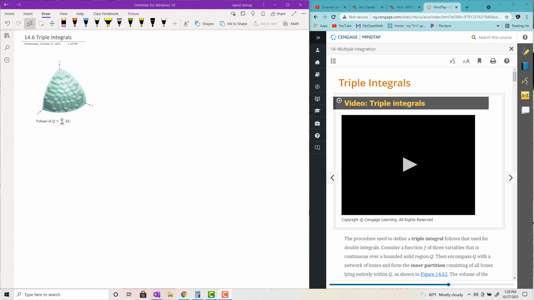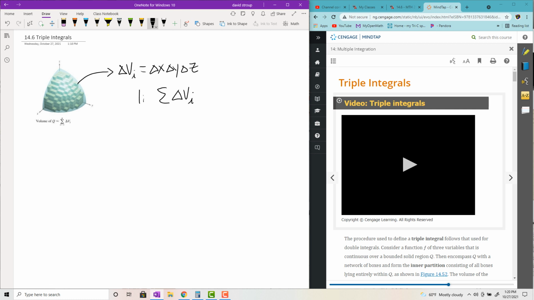So how do we do this? Well, we're taking the region underneath the surface and then filling it up with a bunch of little boxes. And each one of these boxes will have some sort of volume, something like change in x times change in y times change in z. And then if you sum all of those up, you basically get the volume, right?